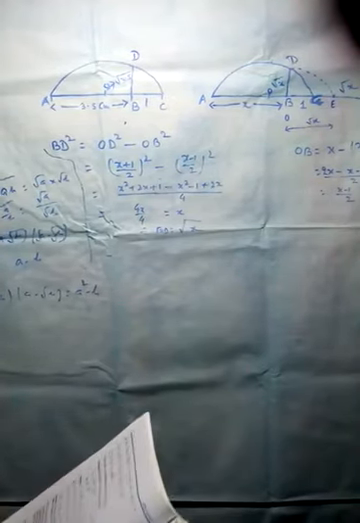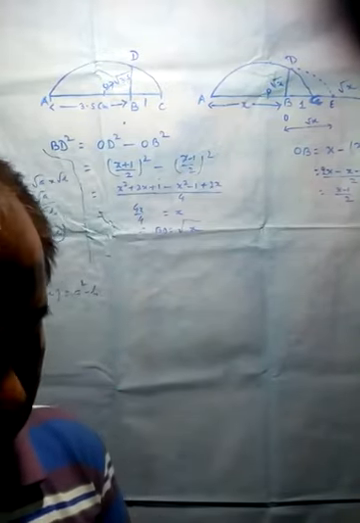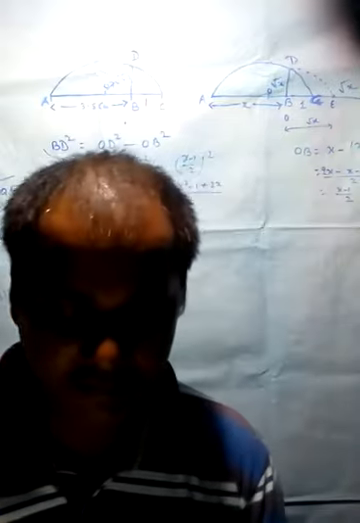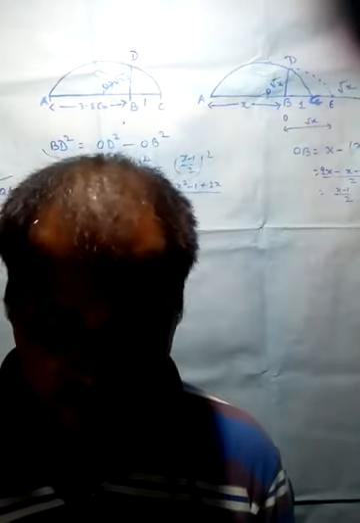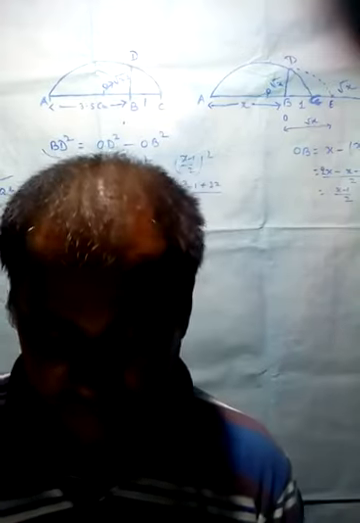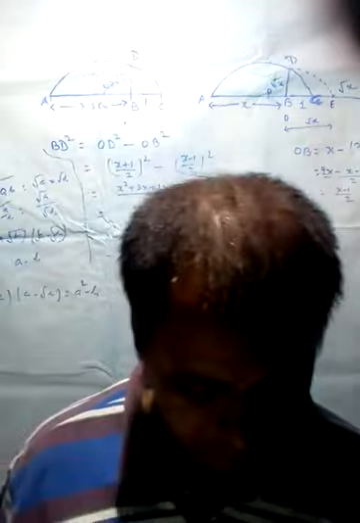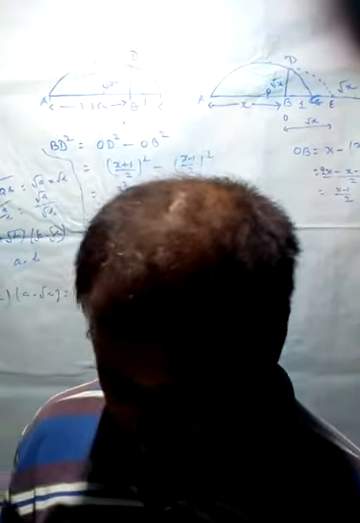And the last one, root under a plus root under b whole square is equal to a plus 2 into root ab plus b. You have to remember all these. We will solve some examples here. Example number 16 we will solve now, and we will go further.